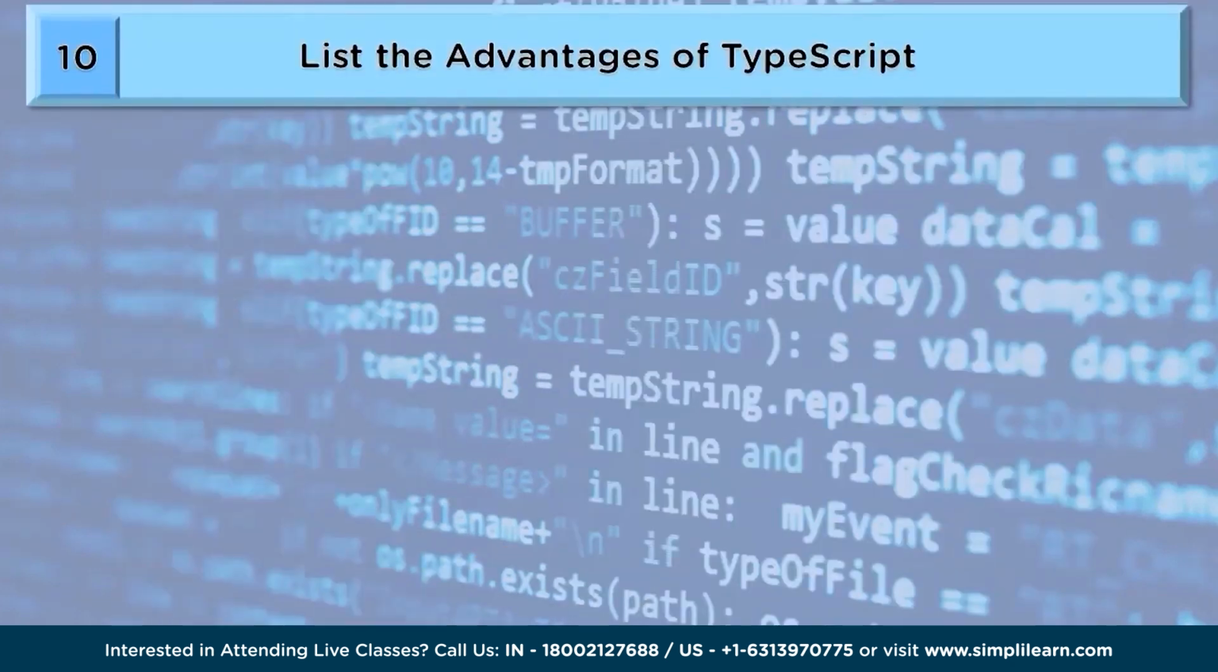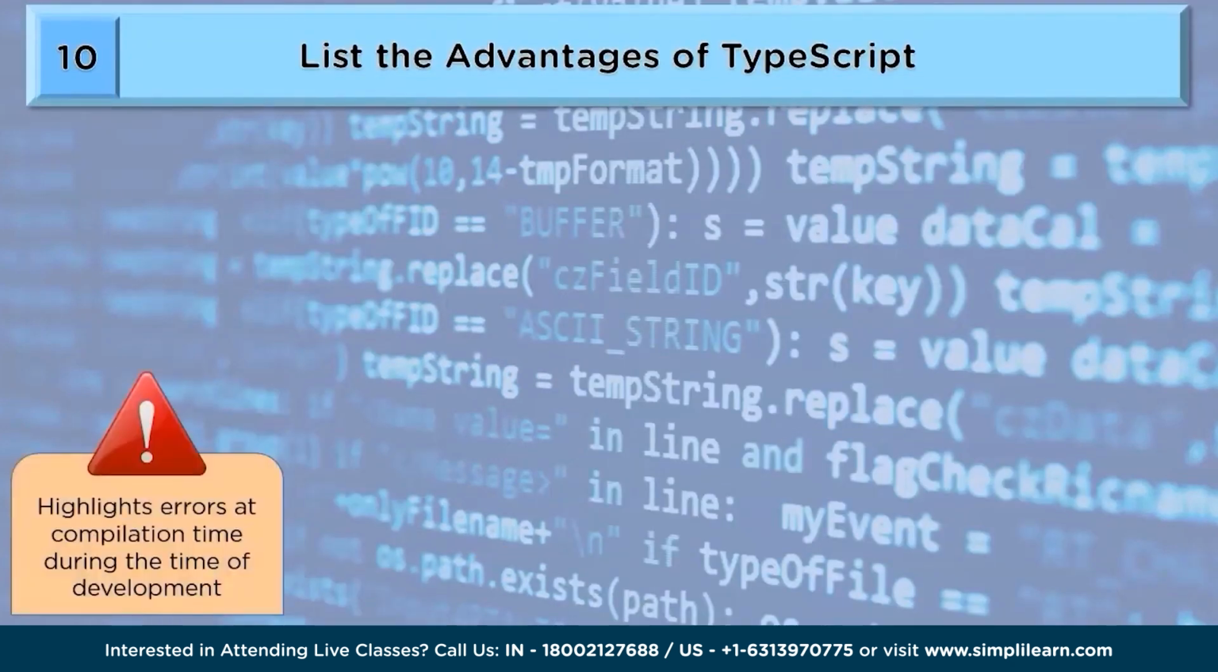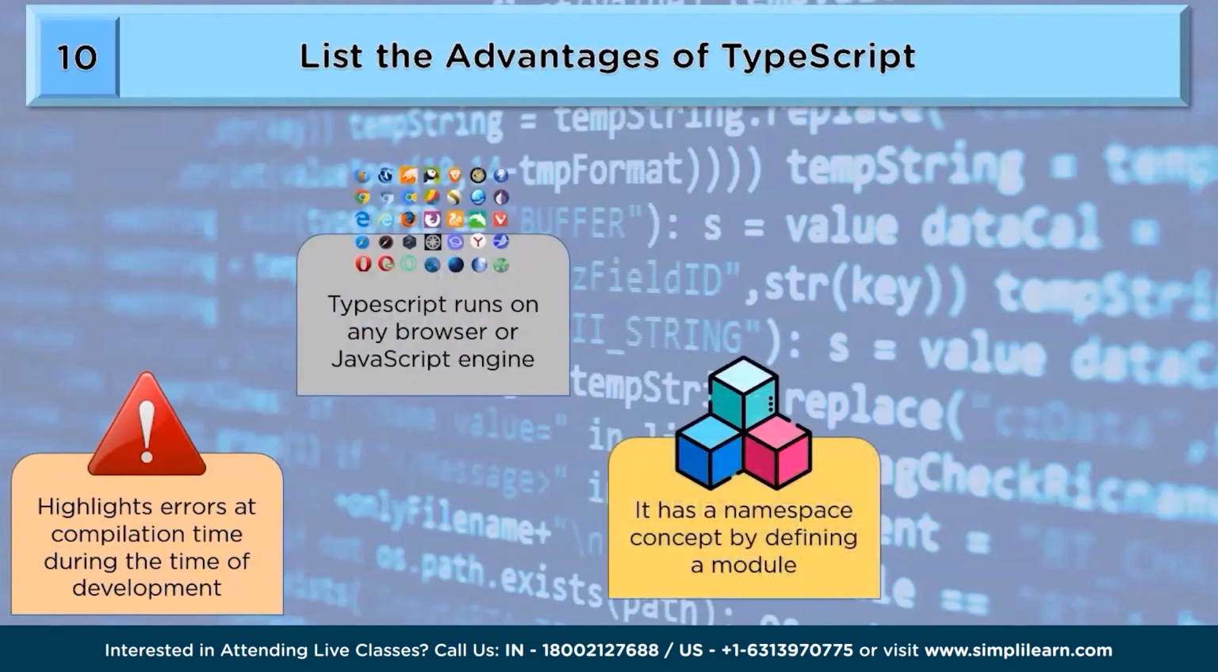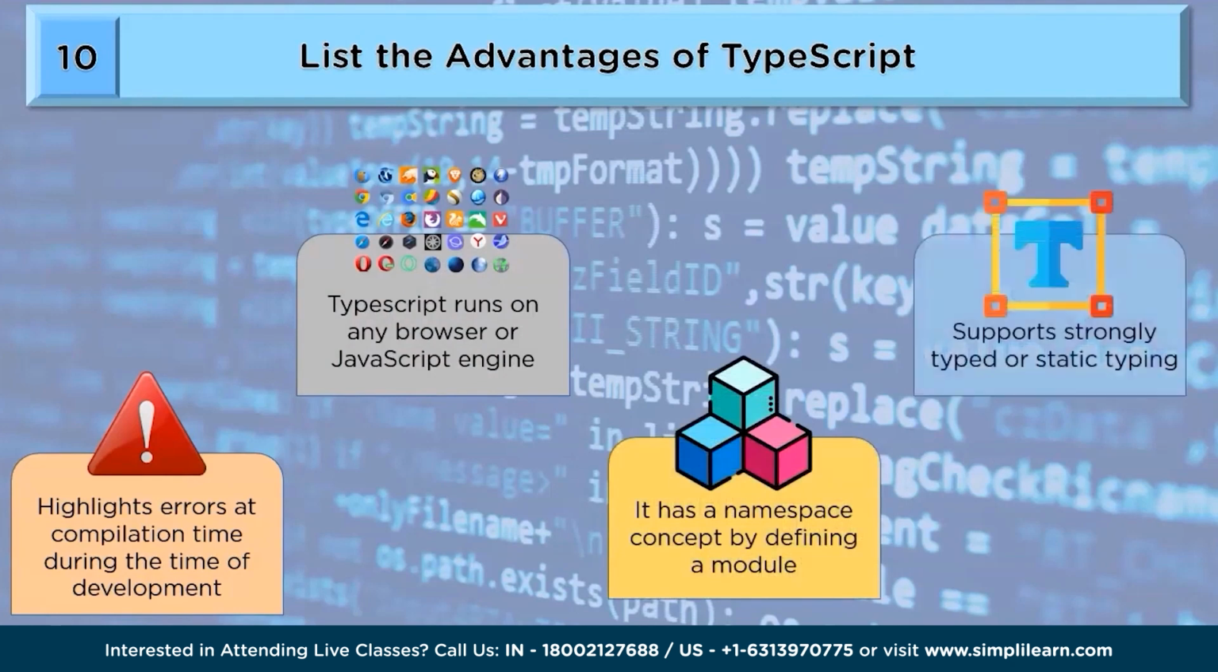List the advantages of TypeScript. TypeScript highlights errors at compilation time during development. Any browser or JavaScript engine can run TypeScript. It has a namespace concept by defining a module. TypeScript supports strongly typed or static typing. TypeScript has the advantage of being tightly typed, allowing static typing. It may confirm type correctness at compile time because of static typing.